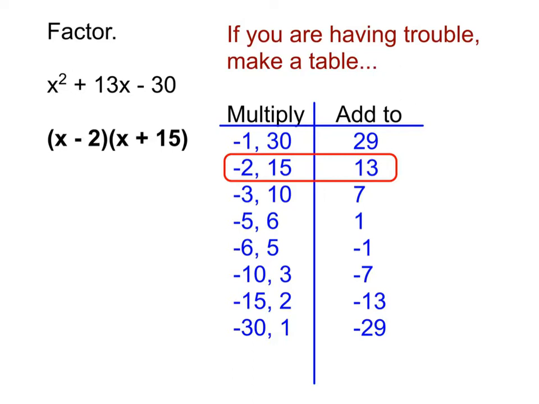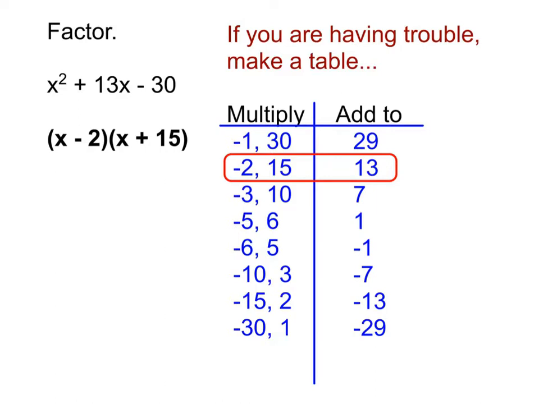And so then we write our answer as parentheses, x minus 2 times parentheses x plus 15. Whatever those two numbers are, they're the ones that go inside the parentheses. Now notice, if it's a negative number, it becomes a minus inside the parentheses. If it's positive, then we add.